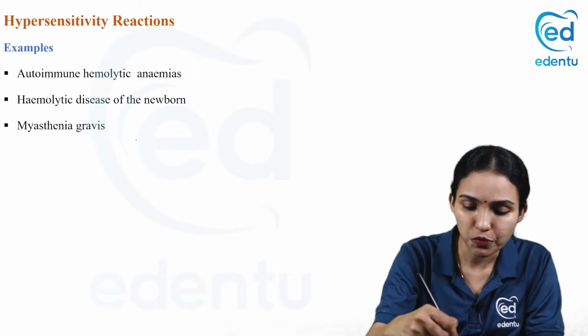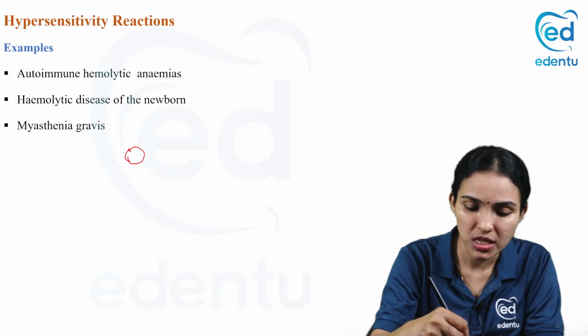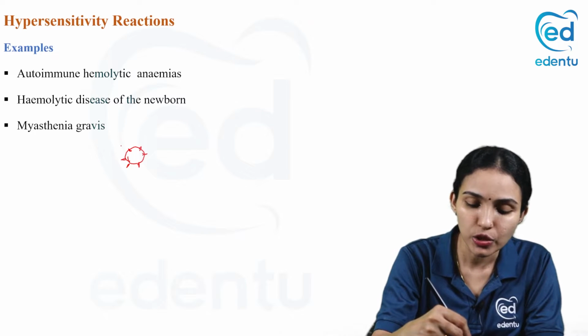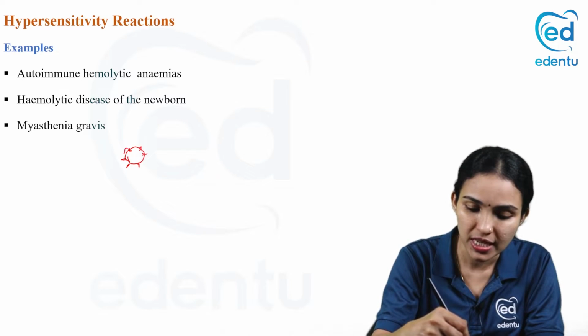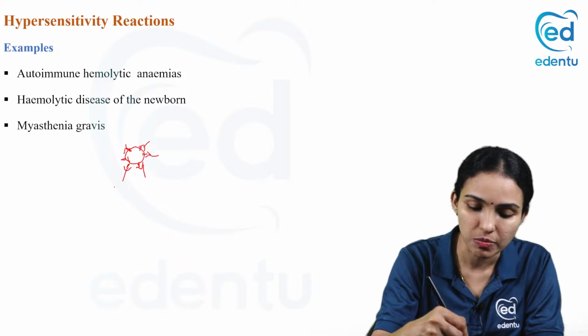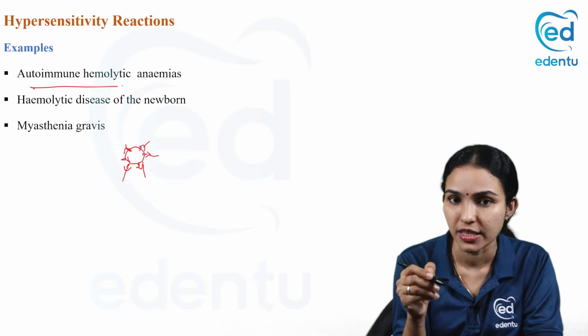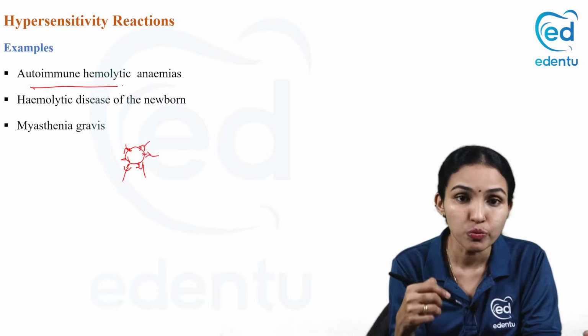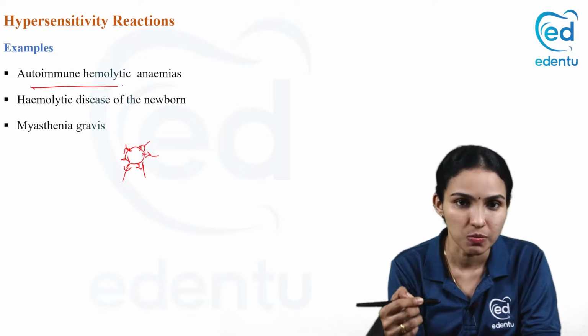So what happens is, if there is a cell like this, suppose this is an RBC, on the surface of the RBC there are certain antigens. In a host, if an antibody is formed against this antigen, against the surface antigens on the RBC, this happens in autoimmune hemolytic condition. Our own body produces antibodies against our own RBC antigens.